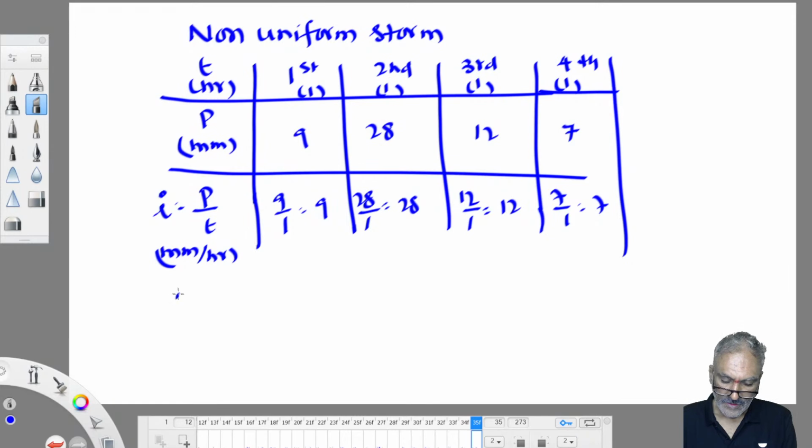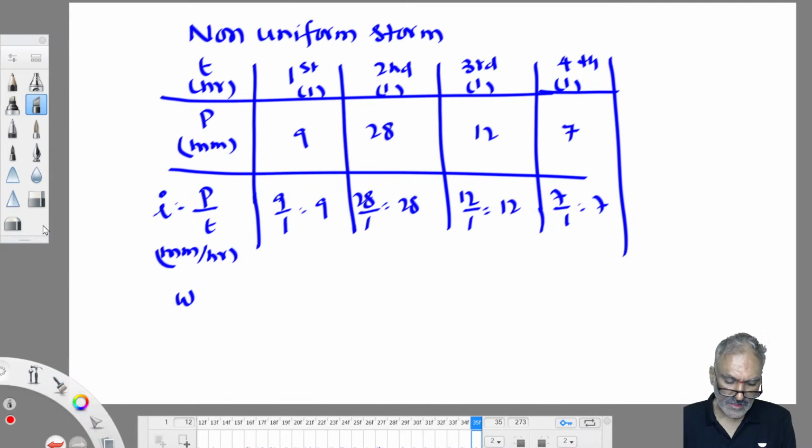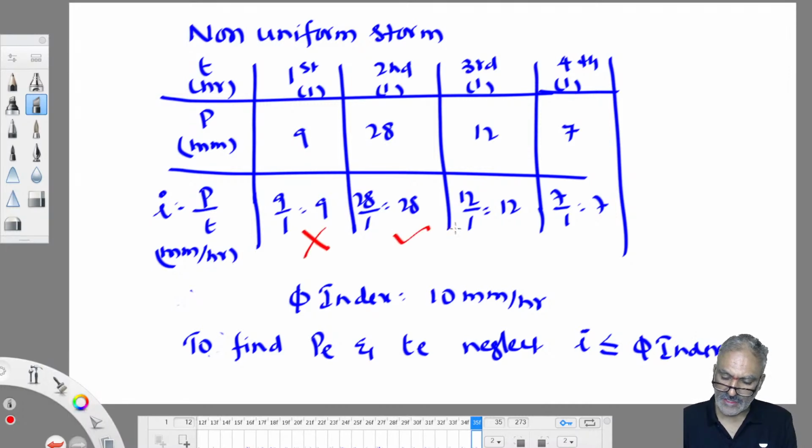Okay, then what to do first? As usual, you have been asked to estimate the runoff. Phi index is given. To work out runoff using phi index, with I values, to find P and T, what do we do? We neglect I values less than or equal to phi index. So this is less than phi index, neglected, considered, considered, neglected. Therefore, first 1 hour and last 1 hour are neglected, and the remaining middle 2 hours we take into account to work out the runoff component, because runoff is there only in the second 1 hour and third 1 hour.